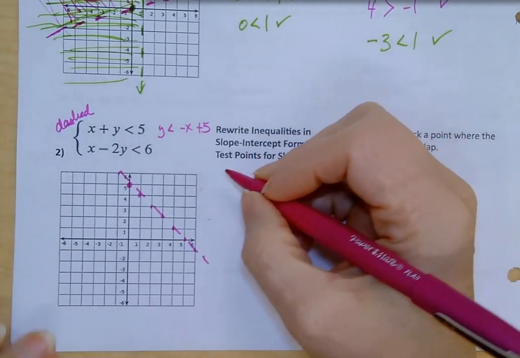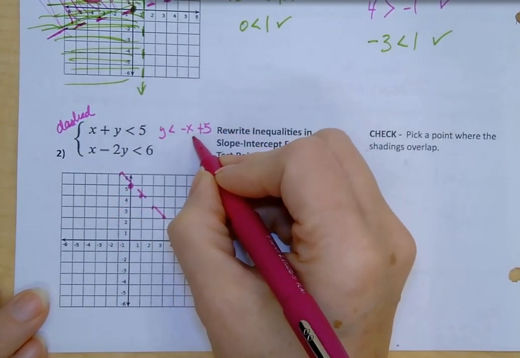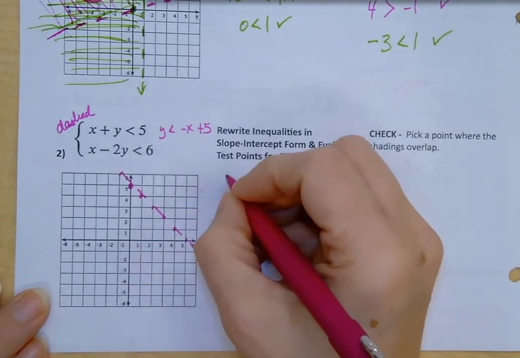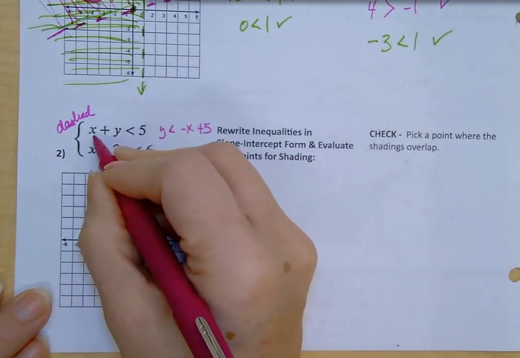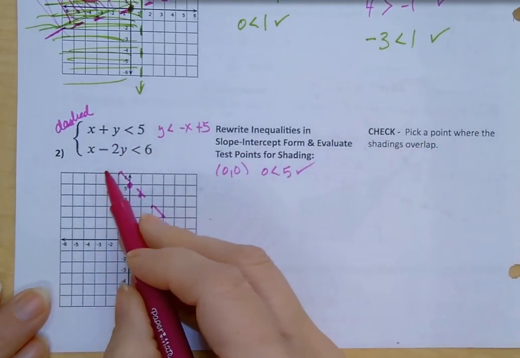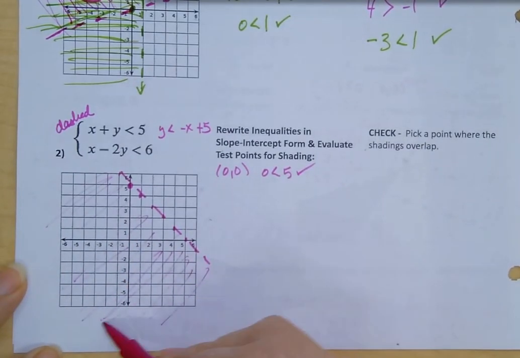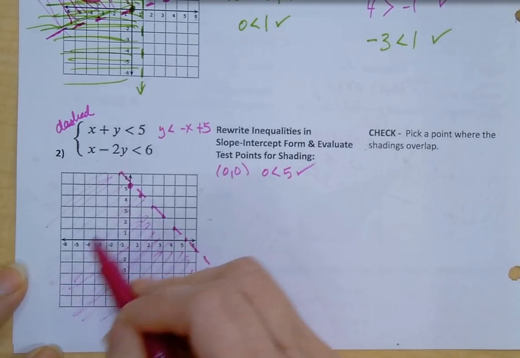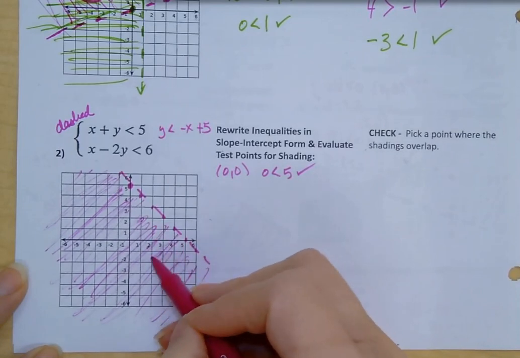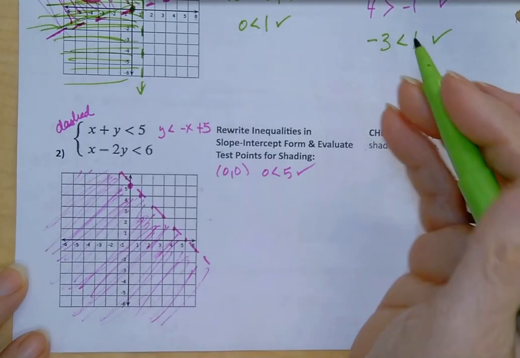All right, now I need to figure out, am I shading above it or below it? It is y is less than all of that stuff, so it should be below, but I'm going to double check my test point, 0, 0. I love my 0, 0. If I plug that into the original inequality, I get 0 is less than 5, and that is true. So I'll be shading to the lower left side. Okay, it is helpful to use two colors or colored pencils, or to try to shade lightly so that you can see your overlap. Pencils are really great in case you have to erase.